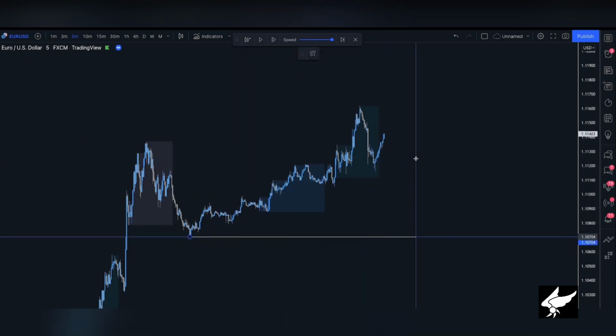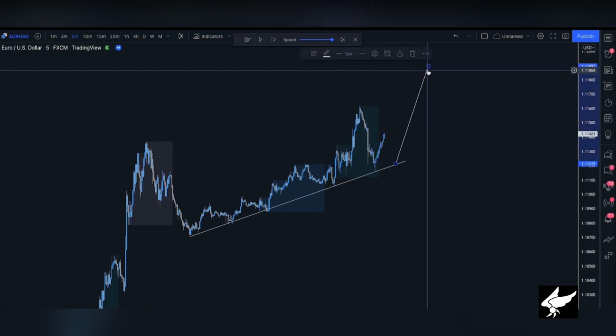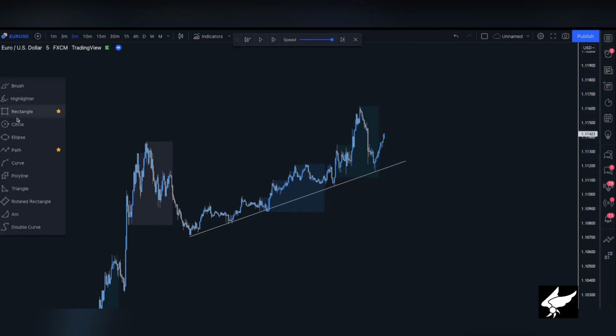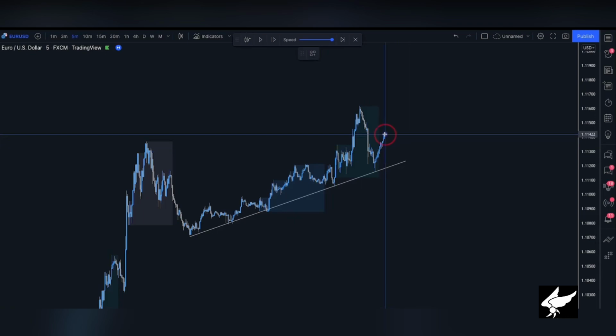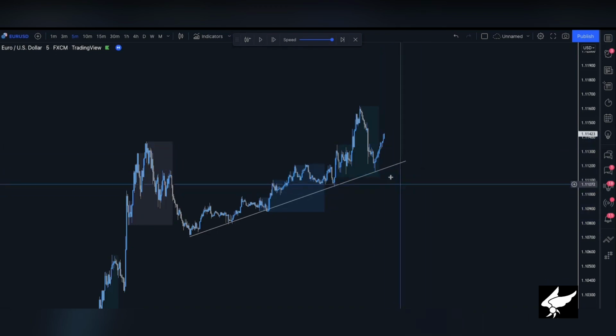Well, first of all, we have a trend line here that we can see. We have obviously multiple taps. So the idea is if we were to bounce from this level, that would then formulate a buy trade. The alternative would be that we would hit this level, break through, and then we could look for a retest to sell off. So there's one confluence. Obviously, we could be looking for a trendline break to go bearish.